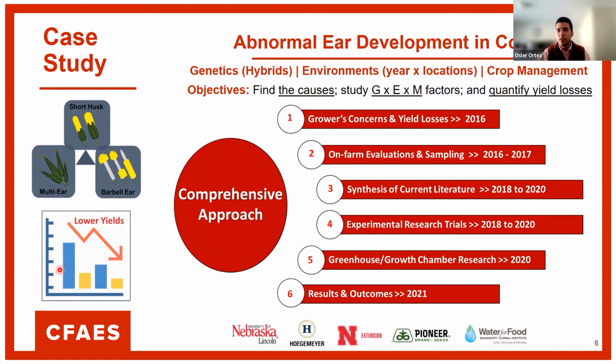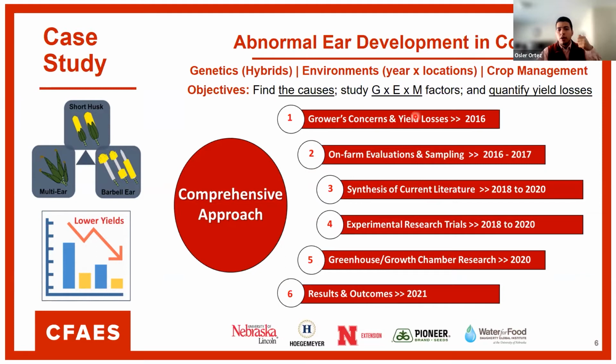Our objectives were to find the causes, study G by E by M factors, and quantify yield losses. And as you can see here, our approach was a comprehensive series of steps that we took together. Some of our research partners are listed here in these institutions, Hoegemeyer Seeds, Nebraska Extension, Pioneer Seeds, Water for Food Global Institute. And our six steps are lined up here. And I think that whatever we did with abnormal ear development in corn, that's also very applicable to other issues in our agronomic community, not only for corn, but also for other crops.